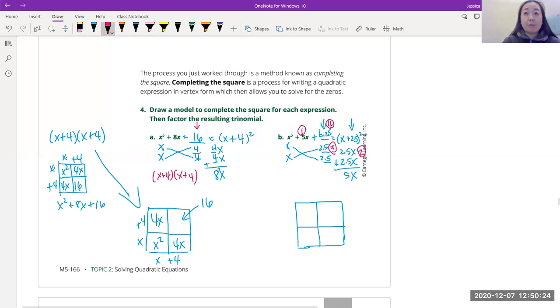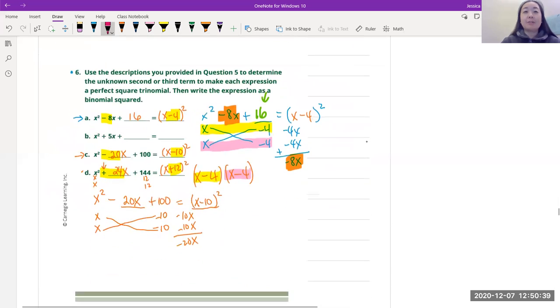And now we can write down this guy right here. Remember, it's just going to be x plus 2.5 times x plus 2.5. Exact same thing. So there's that. All right, we're going to try that out a little bit.